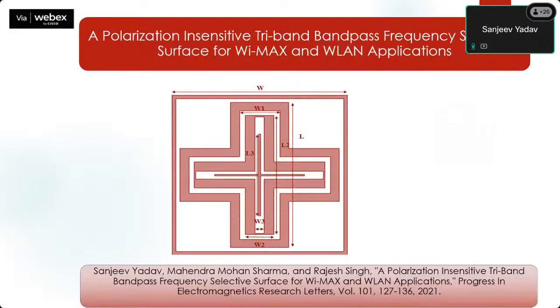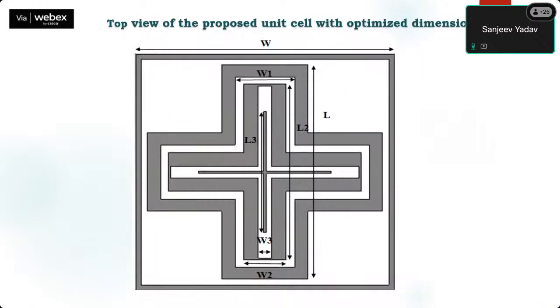Now we are coming towards the tri-band. Initially we went for the single band, then the dual band, and this is for the triple band. Again, this is a research paper published in PIERS in 2021, a polarization insensitive tri-band bandpass frequency selective surface for WiMAX and WLAN applications. This is the final structure which we have proposed.